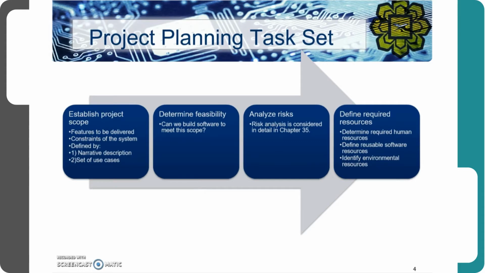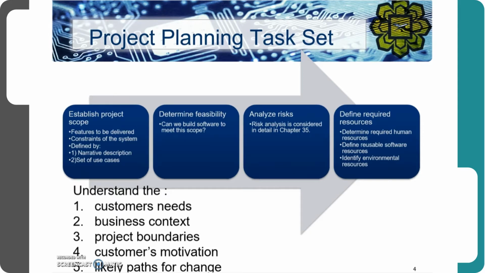So the next slide is on the task set. The project planning task set includes, first, establish project scope. When we start with project planning, we need to identify what are the features to be delivered and what are the constraints of the system. This can be defined by using narrative description, or we can use a set of use cases to determine those features and the constraints.